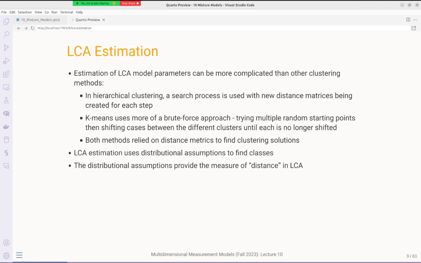That likelihood itself is like a distance. It's actually a measure of similarity. The higher it gets, the more similar you are to each distribution. So that is how estimation works.